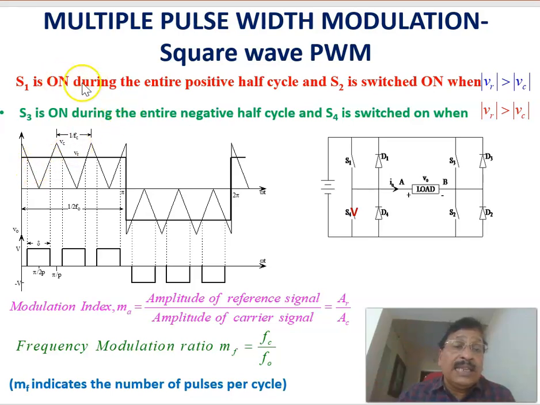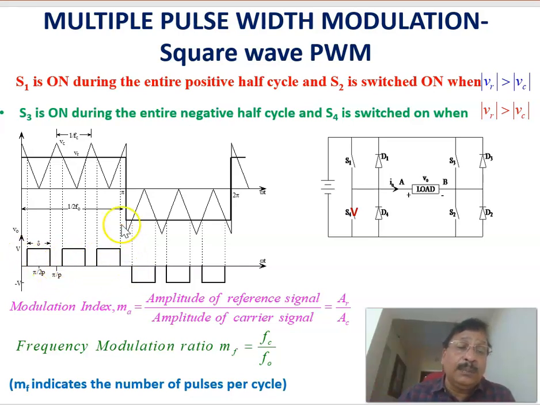S1 is on during the entire positive cycle. Whenever you want a positive output voltage, during that entire period S1 is closed, and S2 is switched on and off. When S2 is on, you get a positive voltage. When S2 is off, you get zero voltage. The output voltage will become like this.